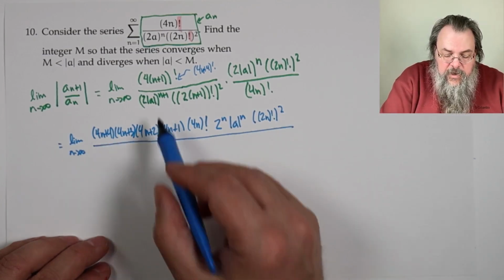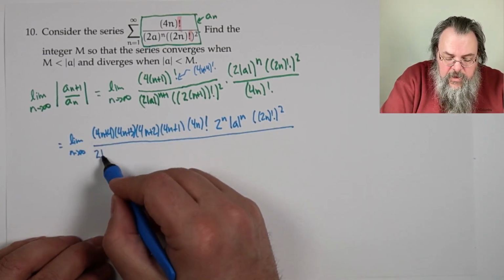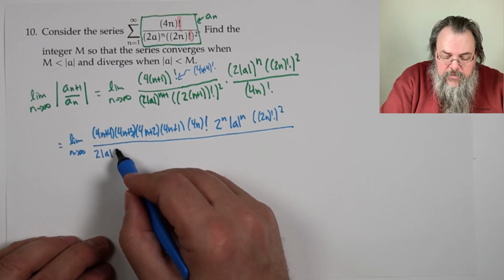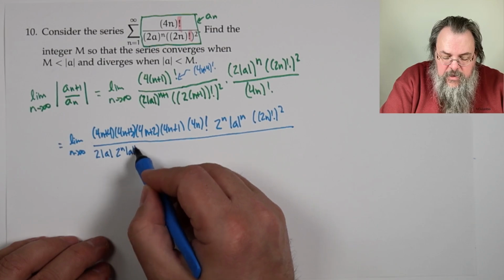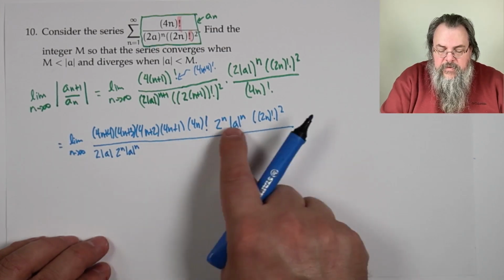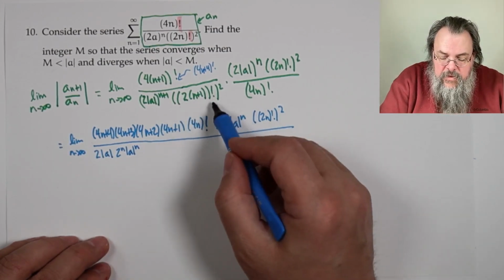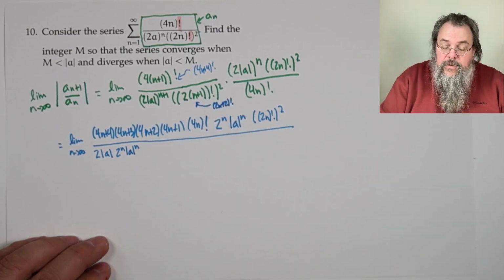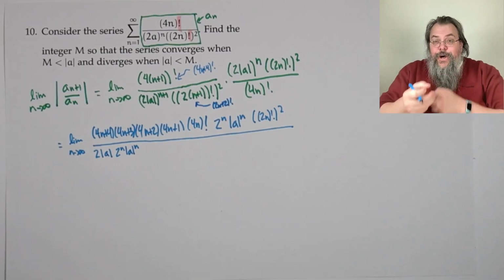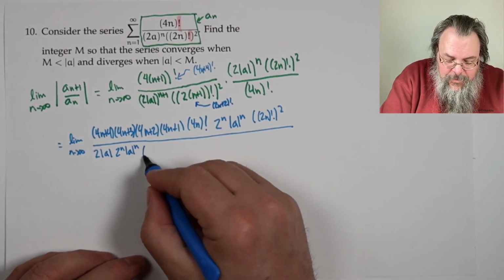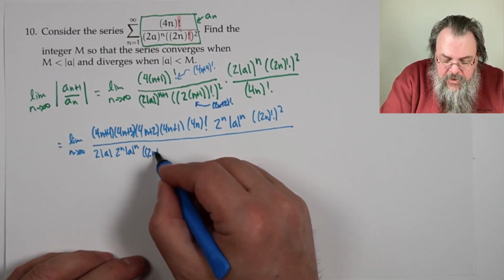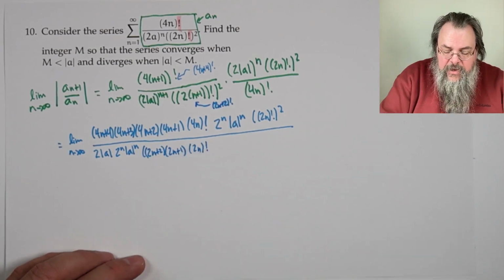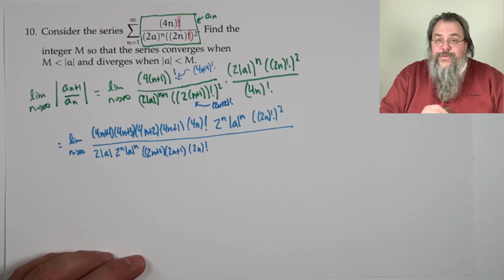Downstairs, I can write this as 2 absolute value of a, and then I also have 2 to the n, absolute value of a to the n, just to prep myself. Here we have really a (2n+2) factorial, so we're going to do the same thing: pull off some terms. Start with 2n plus 2, keep pulling, 2n plus 1, almost there, 2n. Stop. Everything else goes into the factorial.